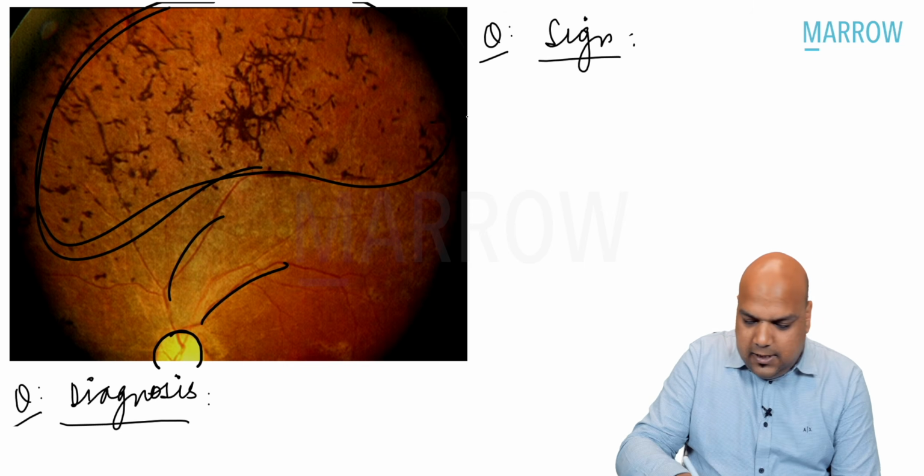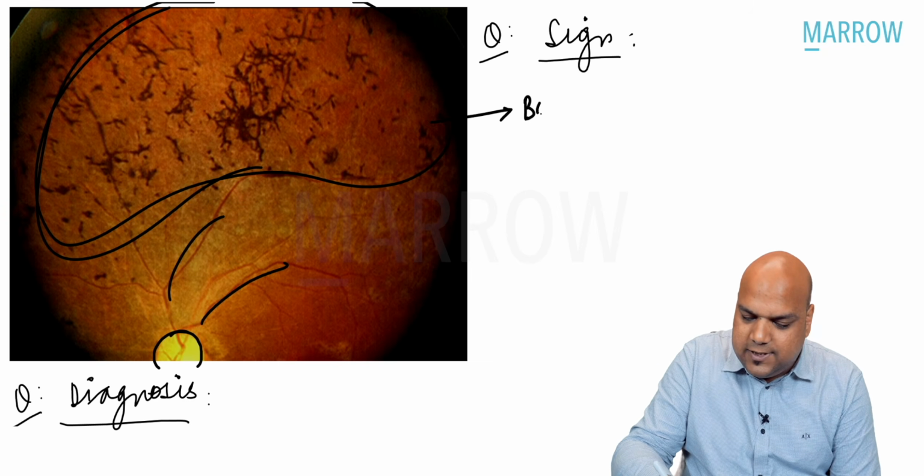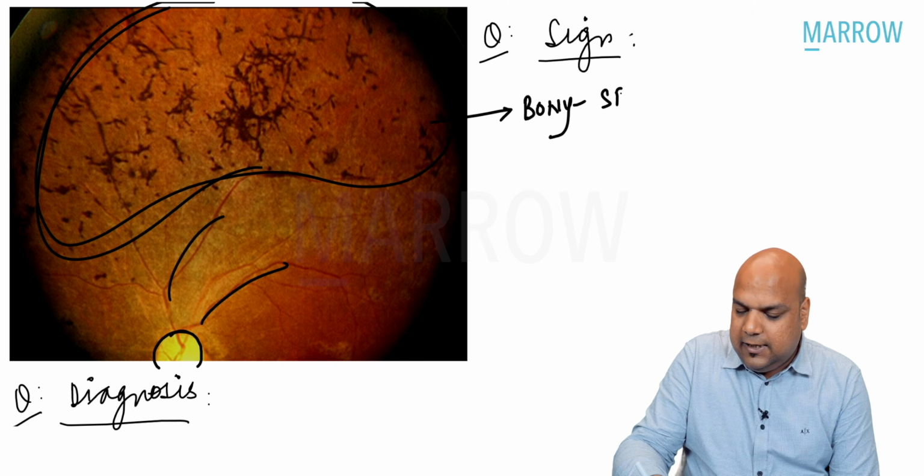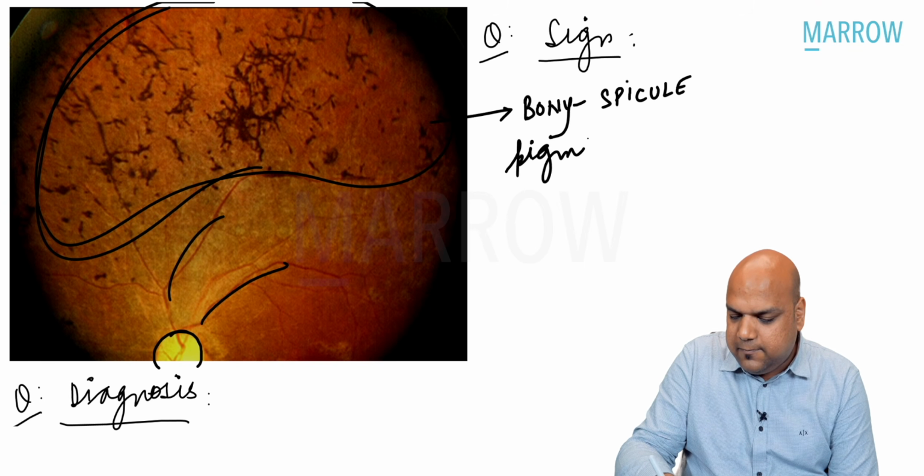But in the periphery, we are able to see a lot of scattered, if I can say so, bony spicule pigmentation.